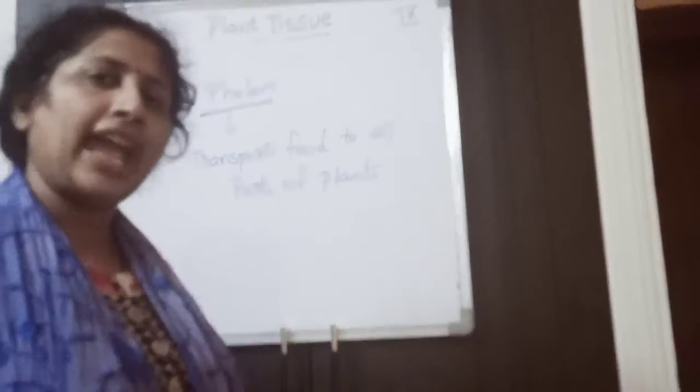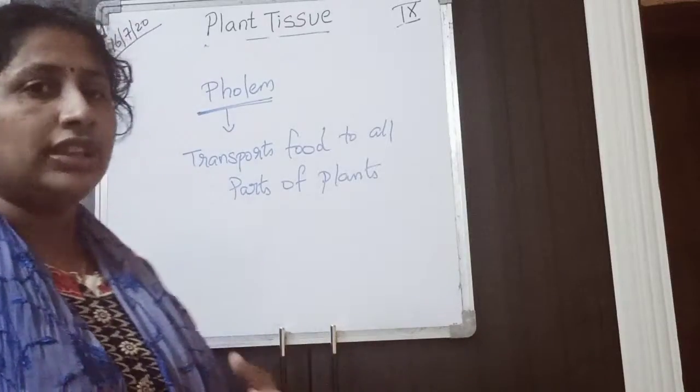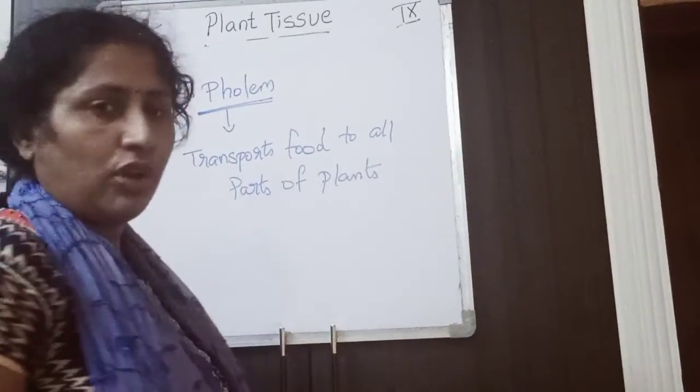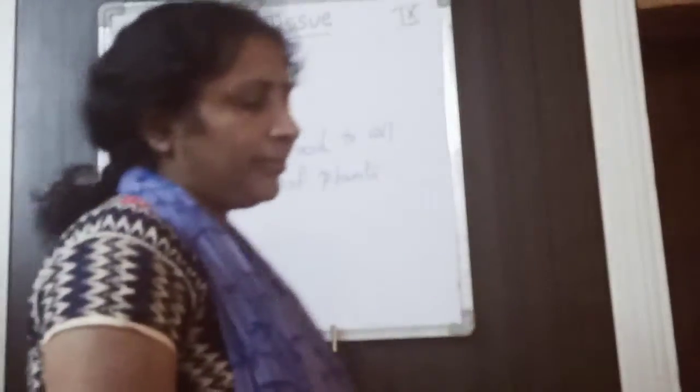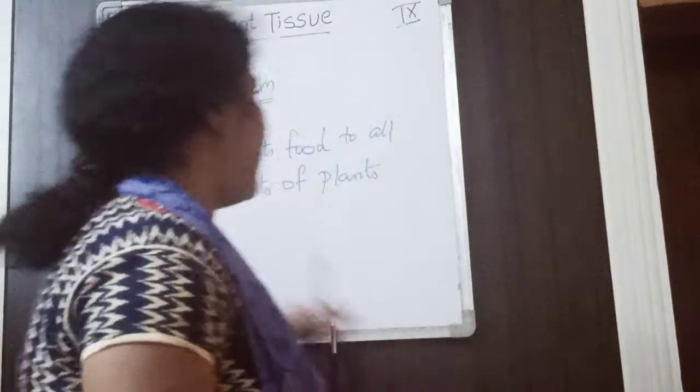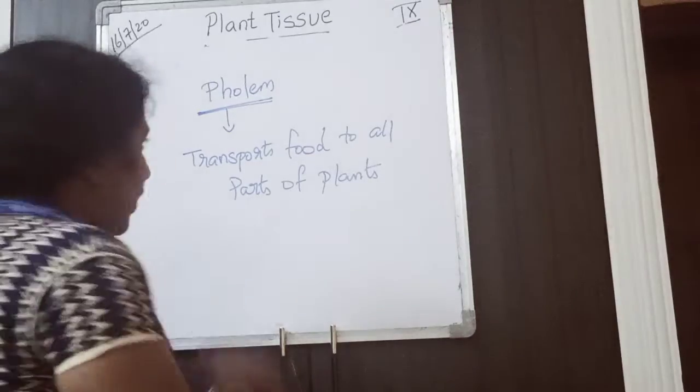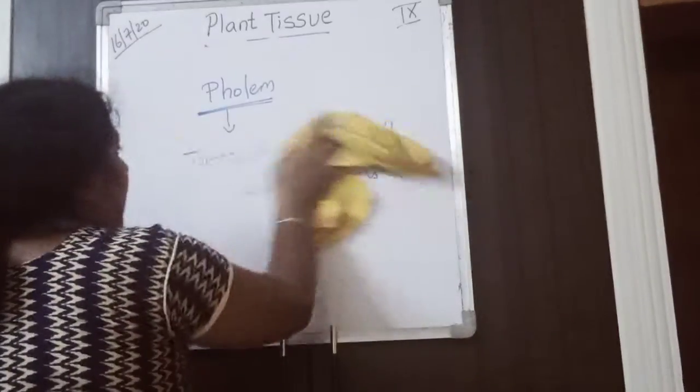So the entire plant should get the food. So that is done by the phloem tissue. Okay. So phloem transports. What is the main function of phloem? Transport of food to all parts of the plant.